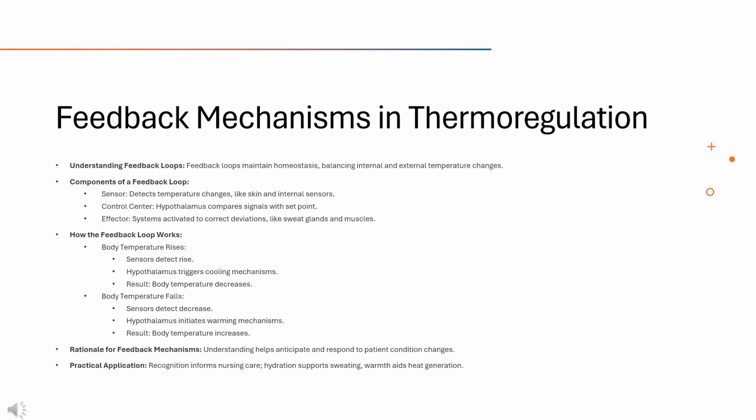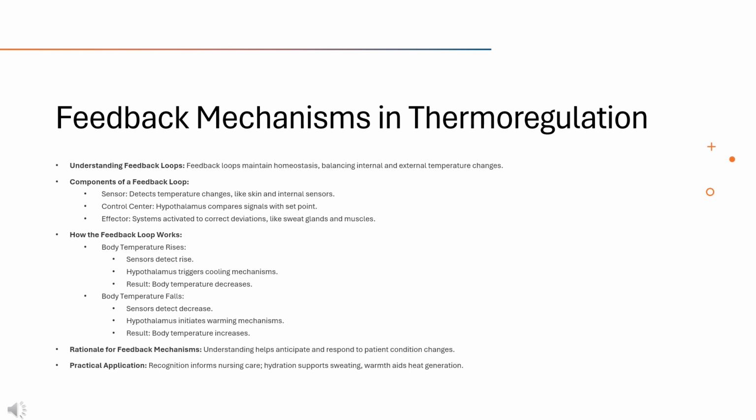Here's what happens in a typical feedback loop for temperature regulation. Sensors are located in the skin and other parts of the body. They detect any changes in both the external and internal temperatures and send this information to the brain. The hypothalamus serves as the brain's thermostat. It receives data from the sensors and compares it to the body's set point, which is the ideal temperature your body strives to maintain. When the hypothalamus detects a deviation from the set point, it activates the effectors, like sweat glands, muscles for shivering, or blood vessels, to bring the temperature back to normal.